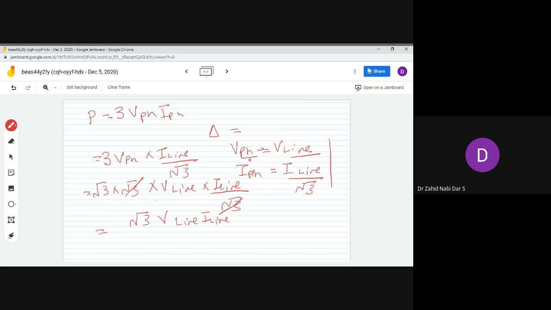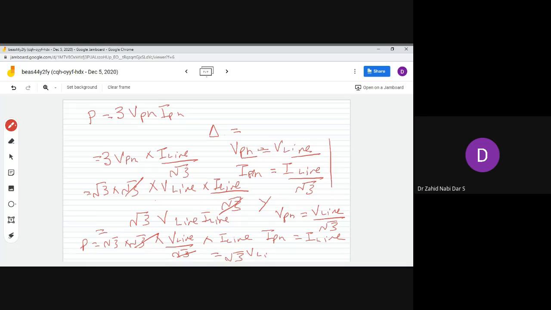Now let's take the case of star connection. In star connection, you have V phase equal to V line by root 3, and I phase equal to I line. For star connection, P is equal to, again we write root 3 into root 3, into V phase which is V line by root 3, and I phase which is I line. Most of you might know this, but some of you have confusion. So this is root 3 V line I line.